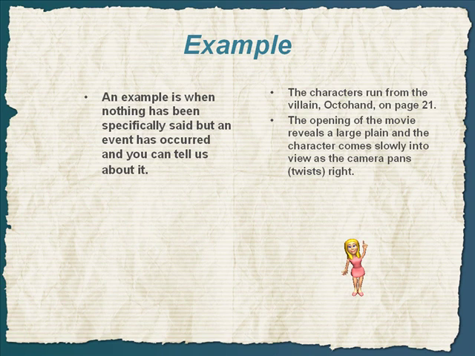An example is when nothing has been specifically said, but an event has occurred and you can tell us about it. It may take a whole page to explain how the characters run from the villain Octohand, but what you just say is the characters run from the villain Octohand on page 21. Or you are watching a movie. Well, nothing's said at all, but you still have to explain it, don't you? So you could say, the opening of the movie reveals a large plane and the character comes slowly into view as the camera pans or twists right.